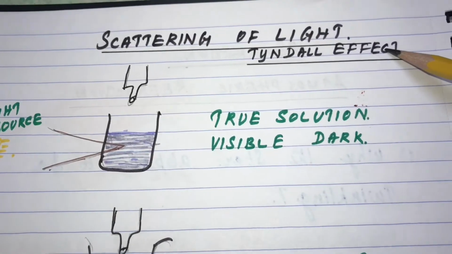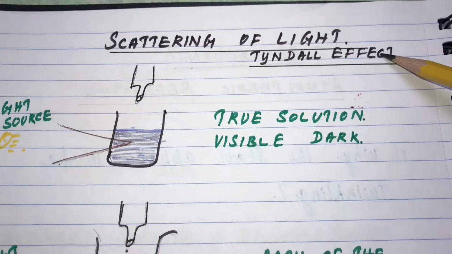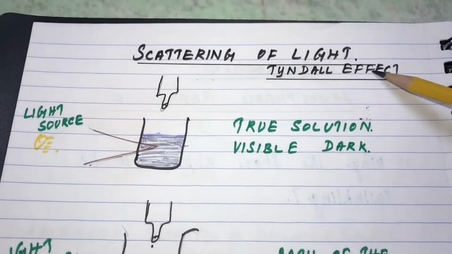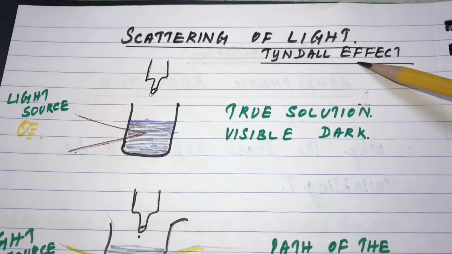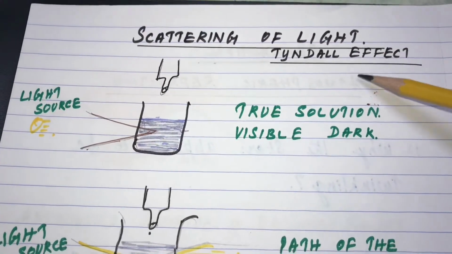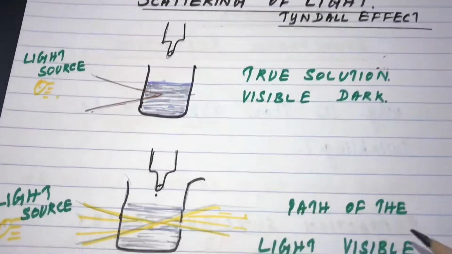Next is the phenomenon called the Tyndall effect. What is the Tyndall effect? Scattering of light by colloidal particles or particles in its path is called the Tyndall effect, which we are going to see in detail.